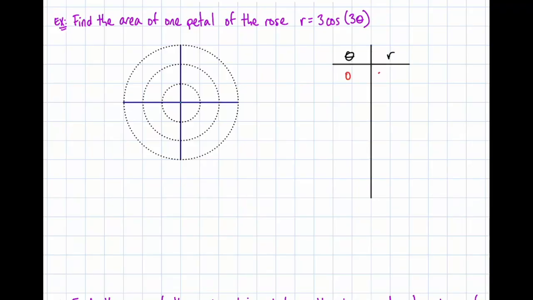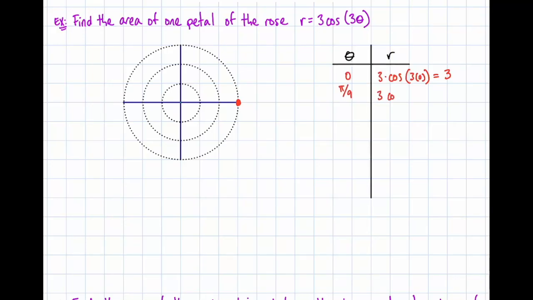And this would be 3 times the cosine of 3 times 0, which is not 0, it's 3. The cosine of 0 is 1. 3 times 1 is 3. So I will plot that right here on the graph. Theta equals 0, r equals 3. That means I go with my angle 0 and my r value is 3. Fantastic.